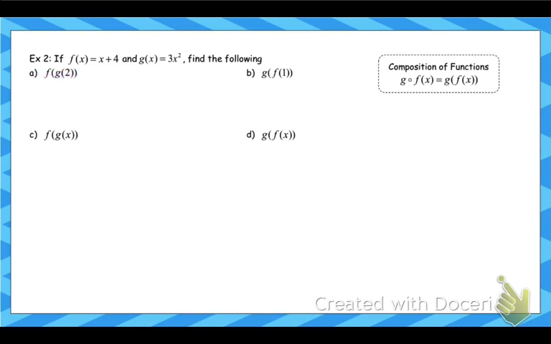Now, we're going to start, like I said, with the insidemost part. So I'm going to start with g of 2. Well, g of 2 just means plug in 2 for x in the g of x function. So that would be 3 times 2 squared, which would be 3 times 4, which is 12. So 12 is going to replace g of 2, which means now I'm doing f of 12. F of 12 means replace x in the f of x function, which is going to be 12 plus 4. So my final answer here is 16.